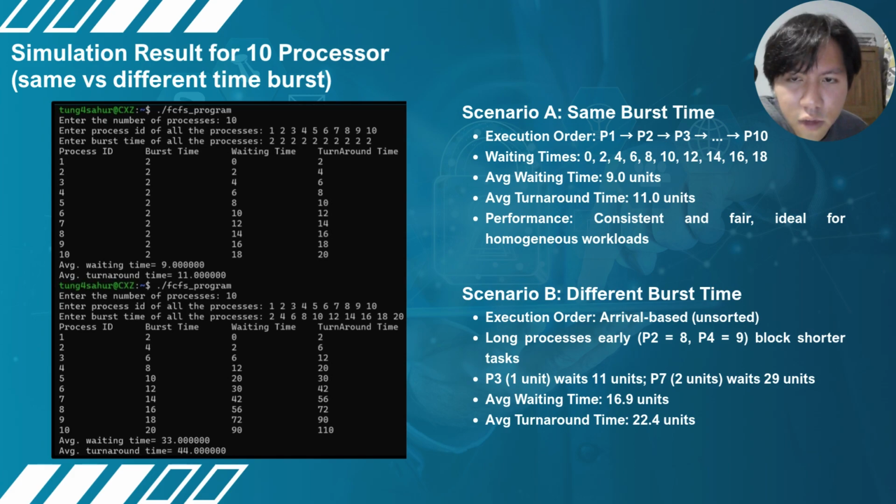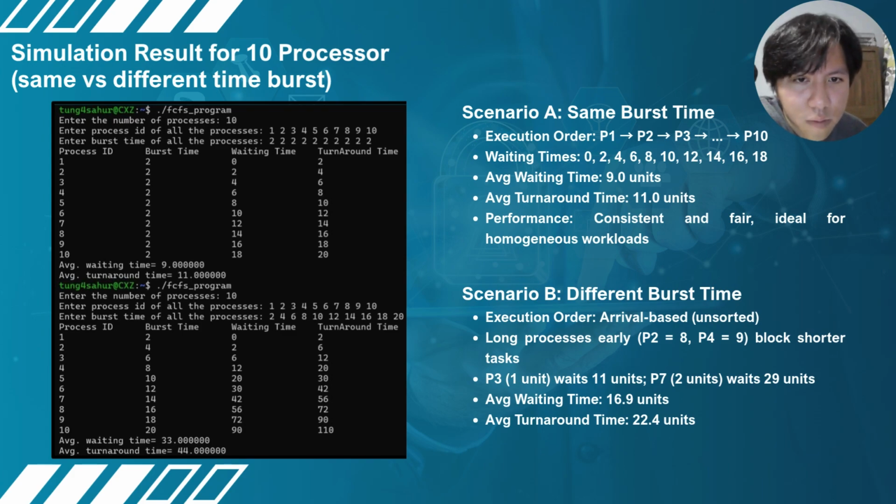Last but not least, we have also done a simulation with results for 10 processes. Again, we're using the same burst time and different burst times for this experiment scenario. The average waiting time is increased to 9 units, while the average turnaround time is increased to 11.0 units.